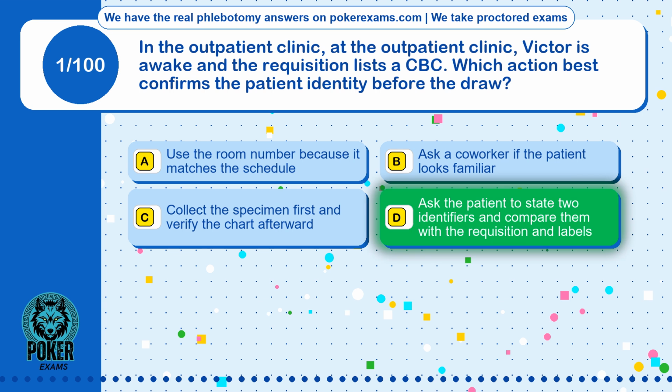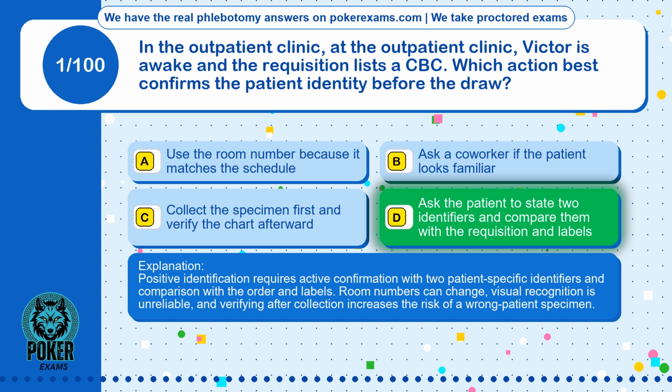The correct answer is option D. Ask the patient to state two identifiers and compare them with the requisition and labels. Positive identification requires active confirmation with two patient-specific identifiers and comparison with the order and labels. Room numbers can change, visual recognition is unreliable, and verifying after collection increases the risk of a wrong patient specimen.